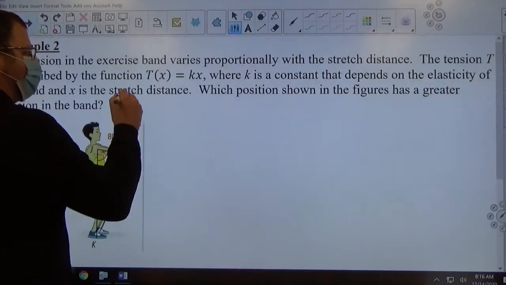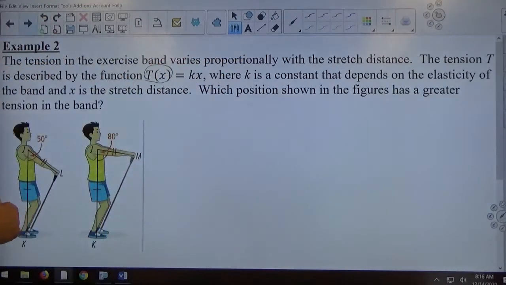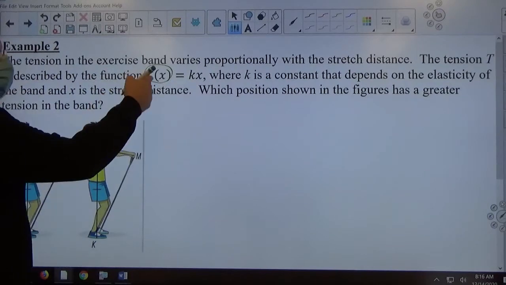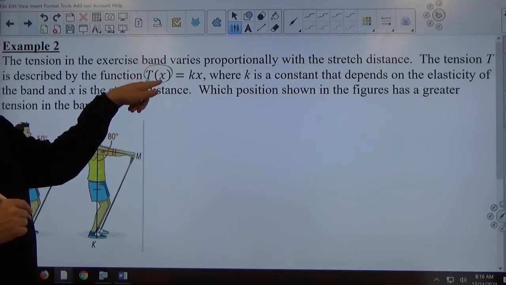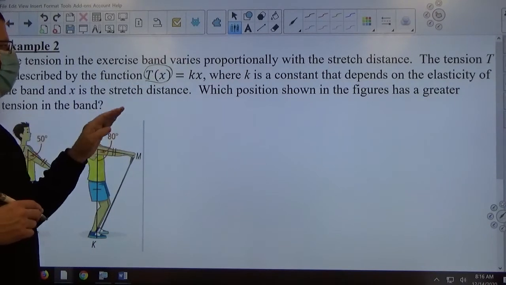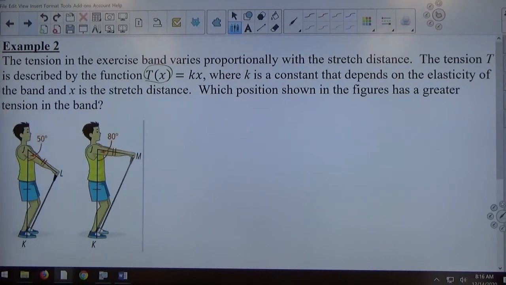So, here's a formula. Now it says the tension T is described by the function T of x. T of x is T, so this is just called functional notation. They do that sometimes in algebra and geometry books. They'll take a variable and create a functional notation for it. So T is a variable of x, which is the second variable in the problem. T of x could easily be called T also, so don't get messed up with that. T is the tension, so we're trying to determine which of these has the most tension.